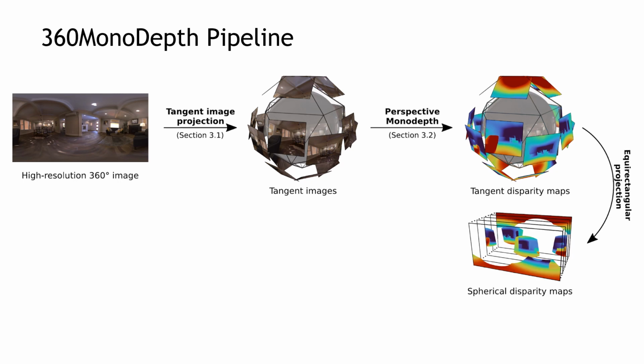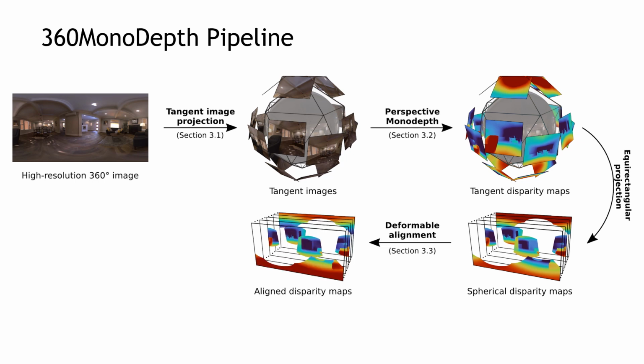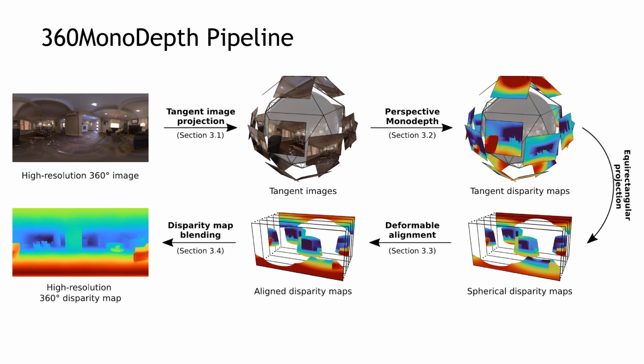Afterwards, we project the perspective depth maps to a rectangular projection. To bring the tangent depth maps into agreement, we perform a global optimization so that every depth map is deformed to align with each other. In this way, they will all represent the underlying scene geometry with the same depth magnitude. Finally, we blend the contribution of each depth map into the final 360 depth prediction.